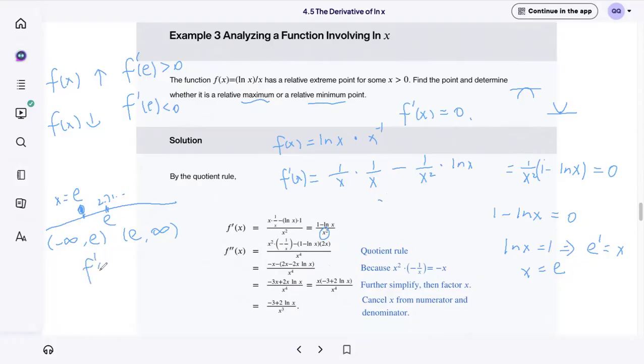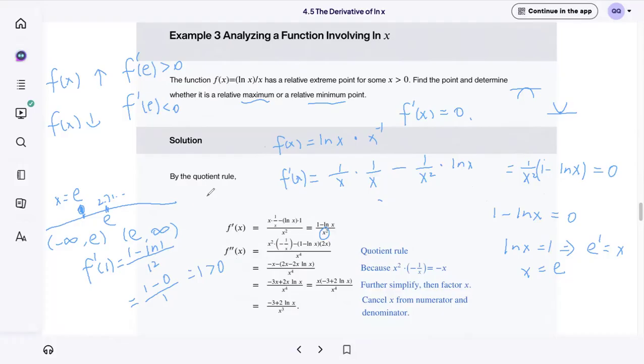So f prime of 1 equals, in the end, what do we get? We get 1 minus ln x divided by x squared, right? We get 1 minus ln 1 divided by 1 squared. Remember what's ln 1? ln 1 is 0. Divided by 1 squared, divided by 1. So 1 divided by 1 is just 1. So we get 1. Well, 1 is a positive number.